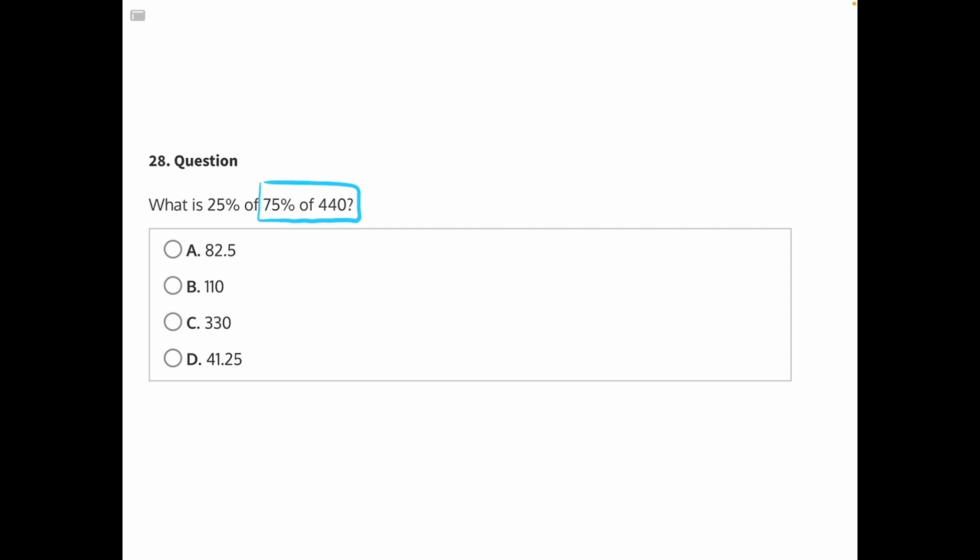There's two different ways you could go about this. You could change the 75% into its decimal form, 0.75, or you could change it into its fraction form, 75 out of 100. Or what's the easiest and fastest way to do this problem is to change it into its most simplified form, 3/4, right? Because 75 cents is 3/4 out of a dollar. And then you can multiply 3/4 times 440.